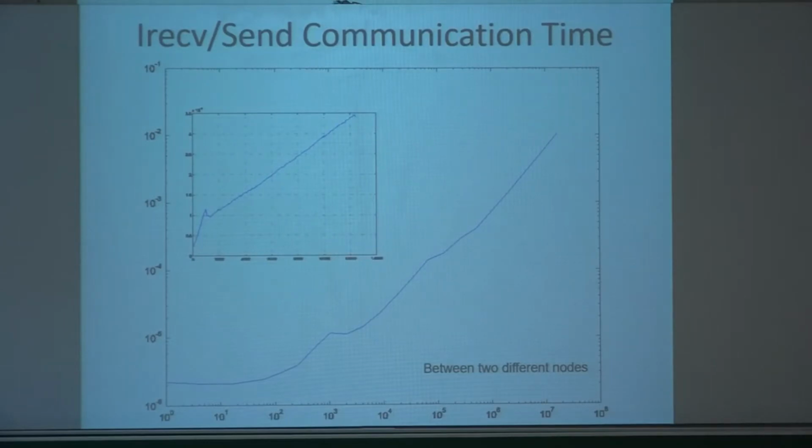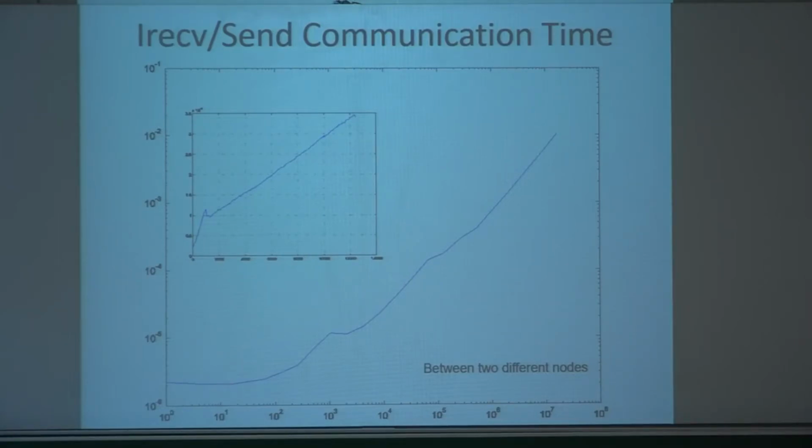Here's a plot of the time it takes to send a message between two different nodes. This is time on the y-axis, and on the x-axis is the message length. This was done a number of years ago. This is just a blow-up of this smaller portion. You can see that for a very short message, it takes maybe about 2 microseconds, and even up to 10 bytes, it still takes 2 microseconds. This is because of the large latency, the large startup time for sending a message.